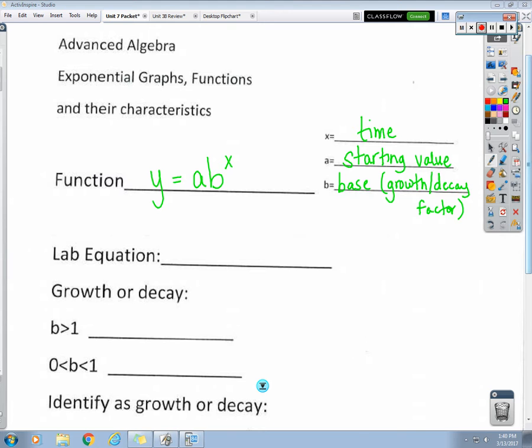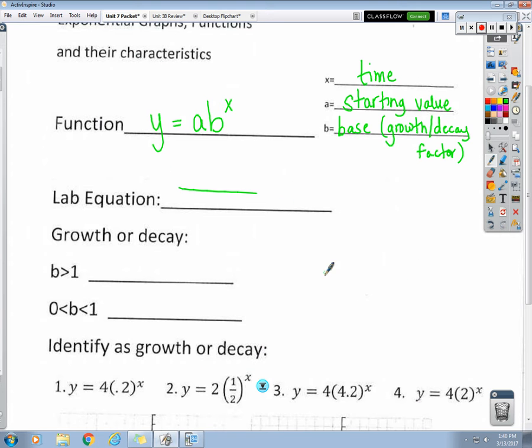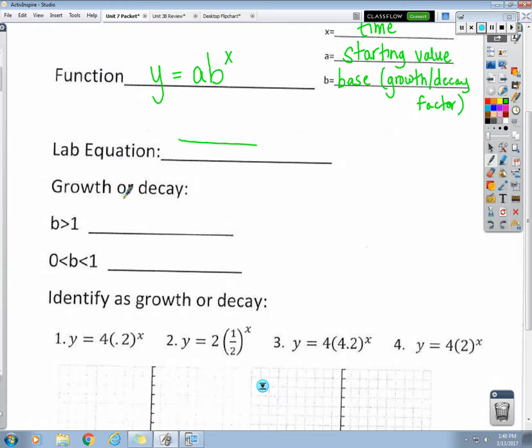You don't have to worry about that lab equation thing. We're not doing that. Okay, b is greater than 1 means that you're dealing with a growth. Okay, if your b value is greater than 1, it's a growth, which means the graph will go up from left to right. Okay, it'll still go left forever, but from left to right it'll be going up. If your b value is between 0 and 1, so greater than 0 but less than 1, it's a decay, which means it will go down from left to right.